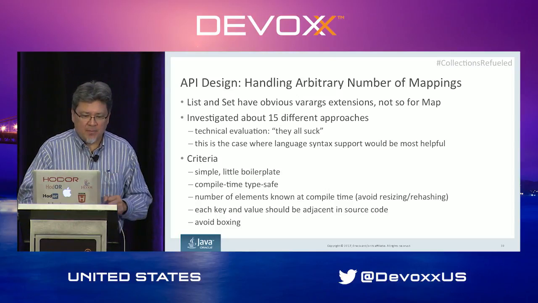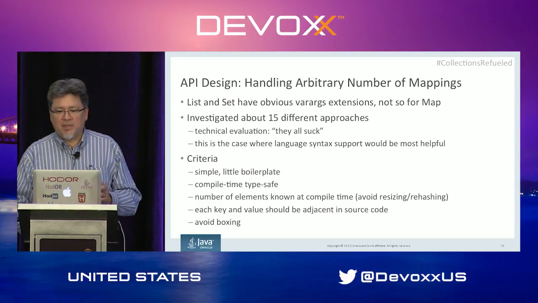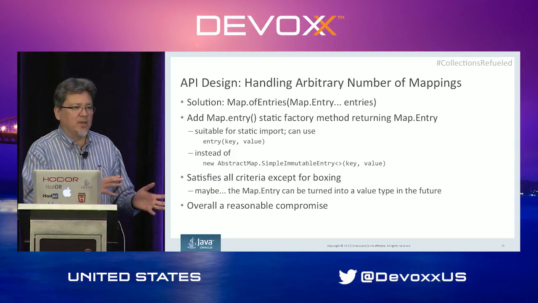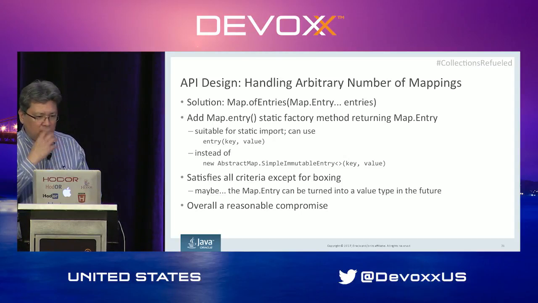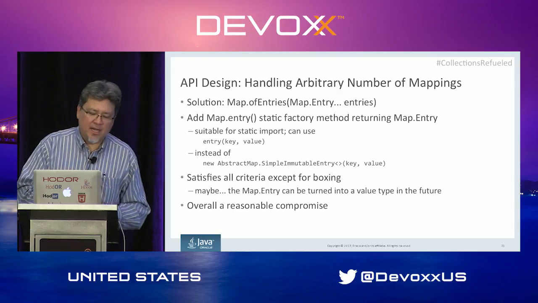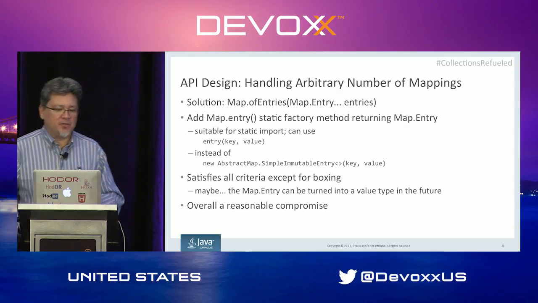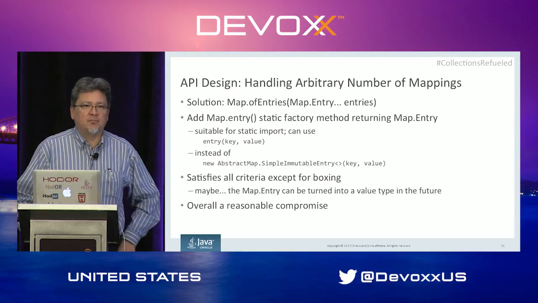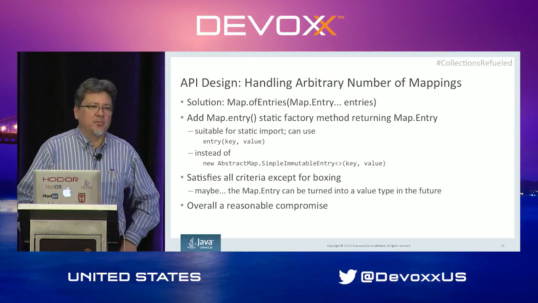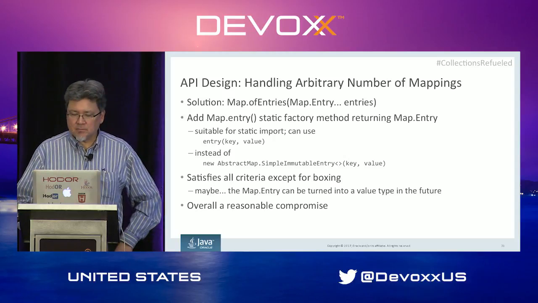And then ideally, we would like to avoid boxing where possible. It turns out that we were able to satisfy all of those except boxing. So I went over this already. There's a new convenience method called entry, which takes a key and a value. You can pass a succession of those to the map.ofEntries method. So that's what we ended up with. It's not perfect. It's a little bit more verbose than I would like, but I think it does satisfy most of the criteria, and it works well.